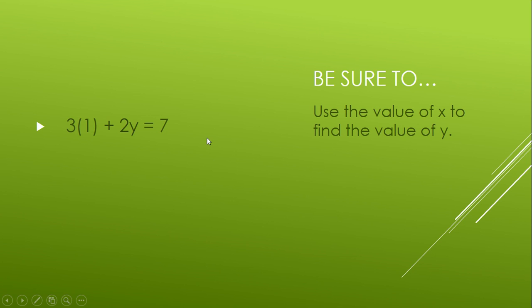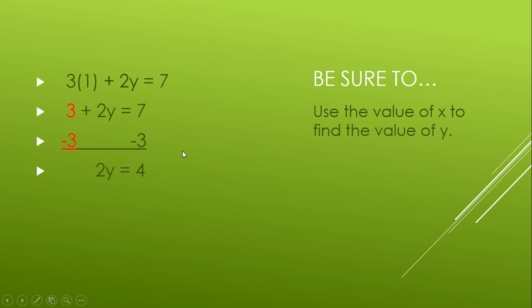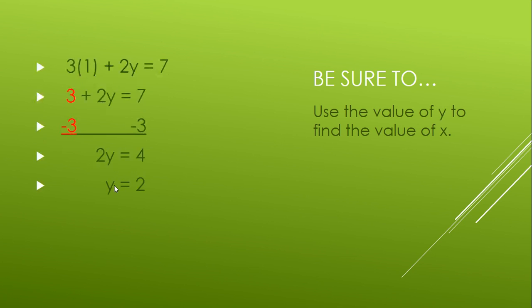We're going to use the order of operations. Going to multiply 3 times 1. We get 3 plus 2y equals 7. We're going to get y by itself by subtracting 3 from both sides. We do that, and these cancel. We know they're going to cancel. 2y equals 4. Well, we know that y is going to be 2 because 2 times 2 equals 4. So now we have the y term.